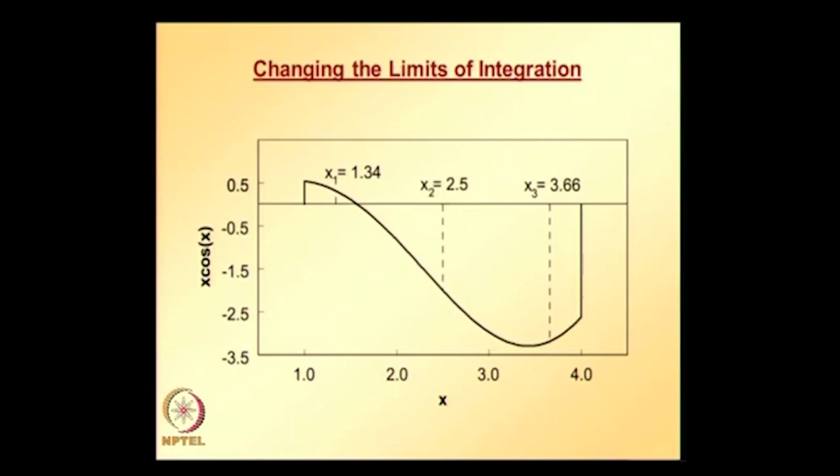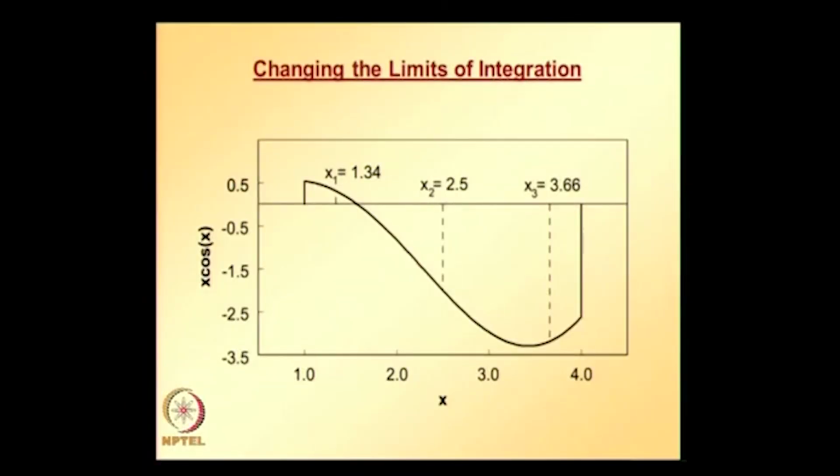The integration point which is located at t equal to minus root 3 over 5 corresponds to x1 equal to 1.34, the integration point located at t equal to 0 corresponds to the point x2 equal to 2.5, and the integration point located at root 3 over 5 corresponds to the integration point 3.66. So using the previous change of limits of integration, we get these integration points. So we need to evaluate the function at these integration points.